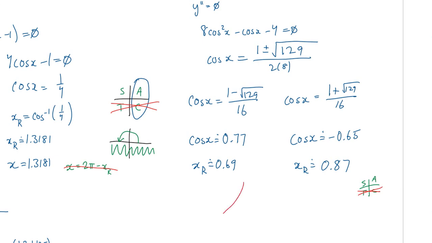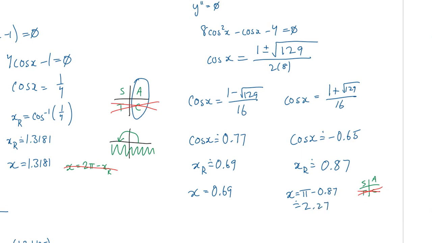So this one was positive, so quadrant 1. So I'm going to have one solution, which is just the quadrant 1 angle. But this one was negative. So I need to use the related angle to figure out the negative one, and cosine is negative in those two quadrants. So this one is going to be quadrant 2. So my x in this case is 0.69, and my x in this case is pi minus 0.87. Again, I would use the exact value here, and that gives me 2.27.